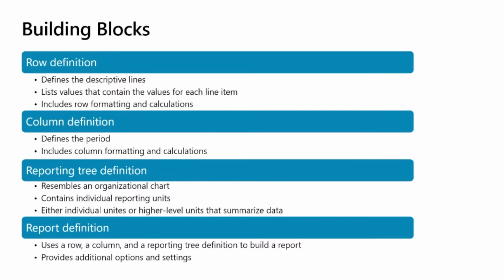We like to have rows on the report, and we like to have columns. And that's about building blocks. So a row definition defines the descriptive lines on the report. It lists the values that contain the values of each line item. It can include formatting and special calculation.